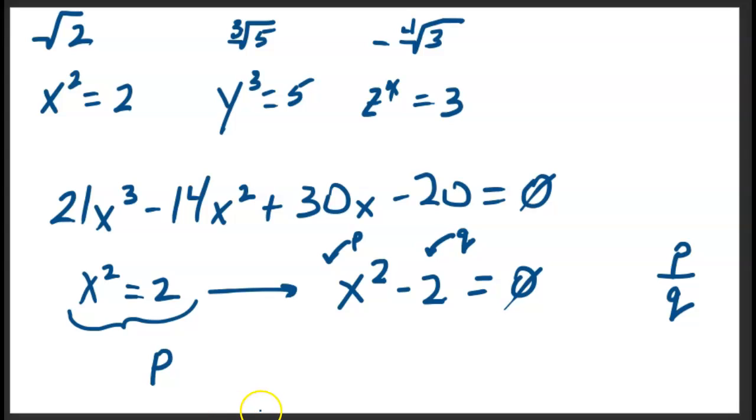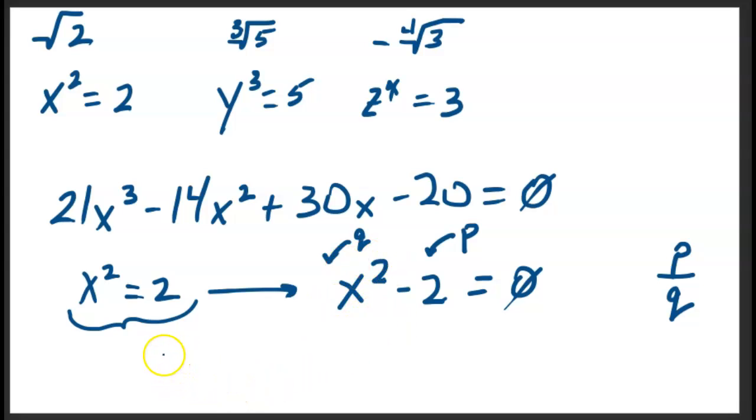Wait, did I do those backwards? I did do those backwards, didn't I? Ignore what you just heard and let me fix it. The P, we care about the constant term, and the Q, we care about the leading coefficient. There. Now we have it correct.